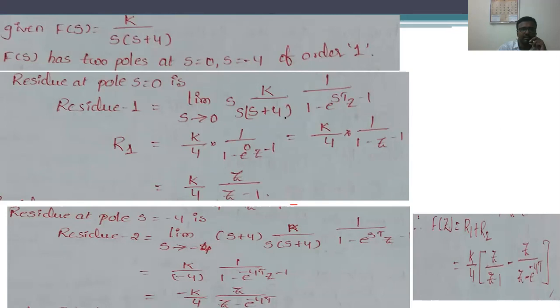We are going to get K by 4 into 1 divided by 1 minus e power 0 into z inverse. That means K by 4 into 1 divided by 1 minus z inverse. So R1 is K divided by 4 into z by z minus 1. In this fashion, we obtain the residue value R1.